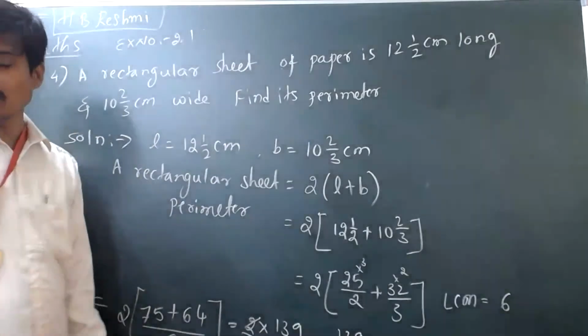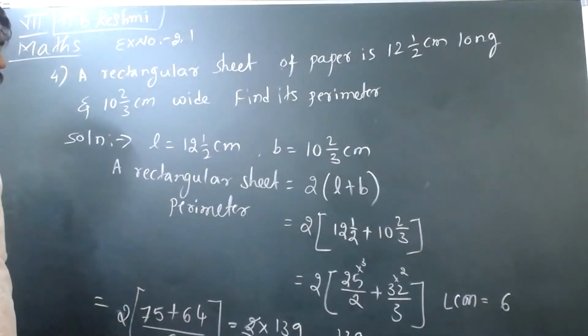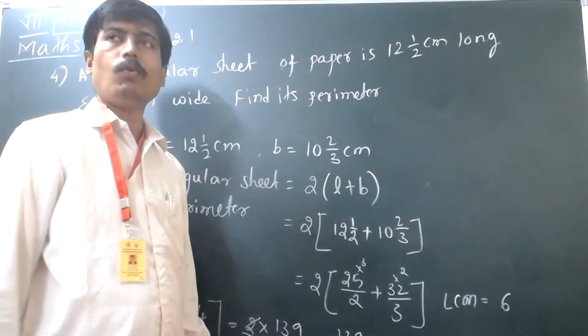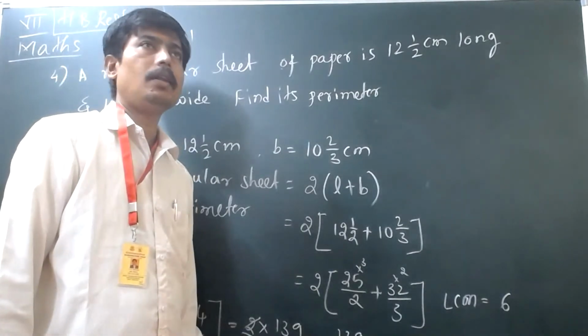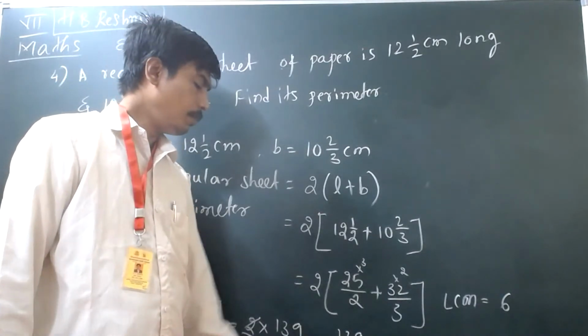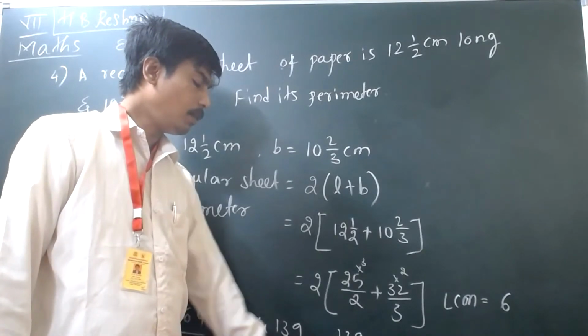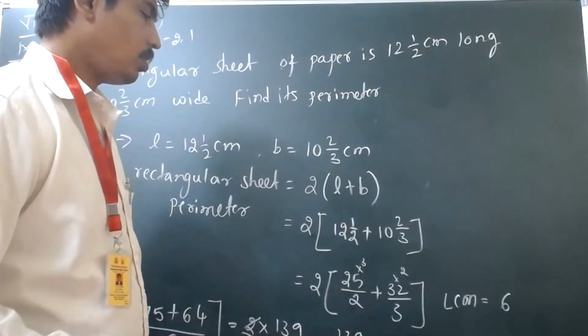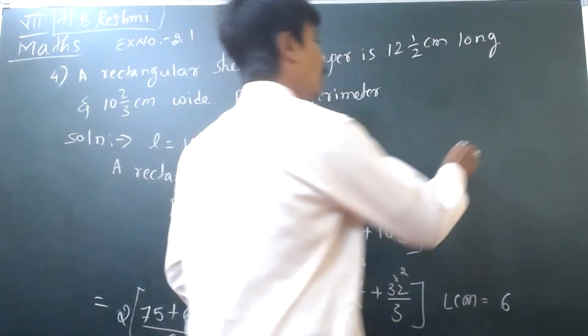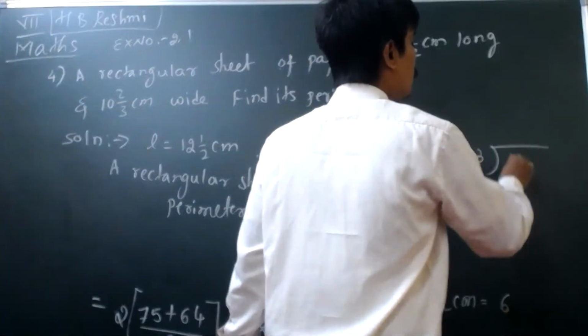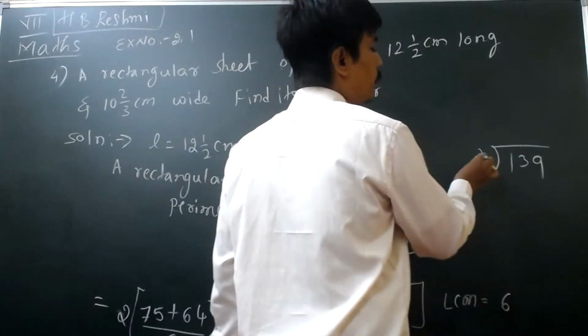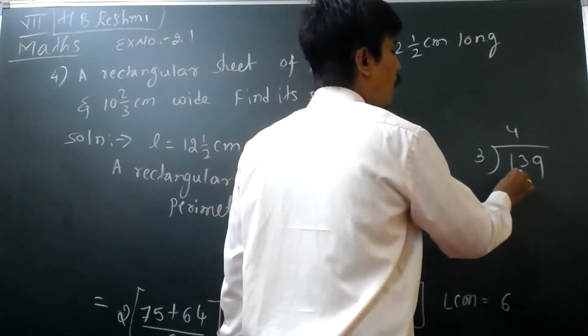What answer did I get? 139 by 3. Now it is an improper fraction. What is an improper fraction? The numerator is greater than the denominator. When the numerator is greater than the denominator, convert it into a mixed fraction. I can convert this by dividing. 3 will divide 139. I know the tables. 3 fours are 12.